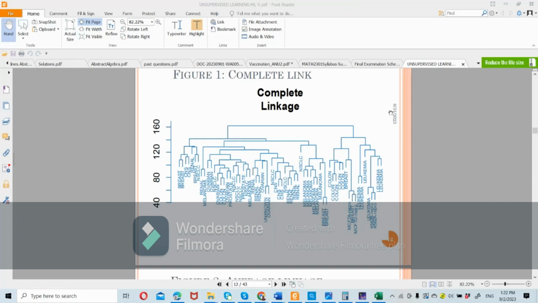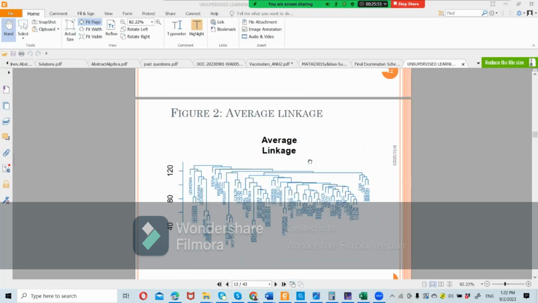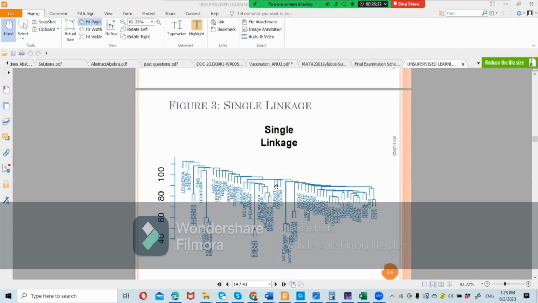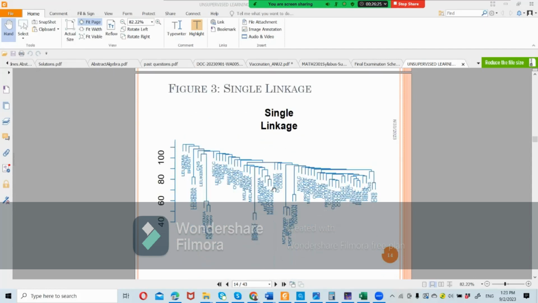And for average linkage, let's see the average linkage. Okay, look at how the average linkage looks. This is based on the average of the distance between two clusters. That's what we have. Look at how they are clustered. Then let's consider the next one, and that is single linkage. Okay, single linkage. That's what we have for the clustering. Okay, next slide, please.